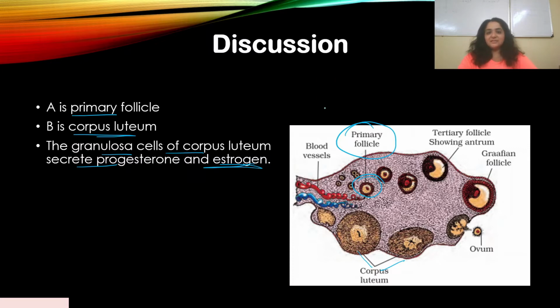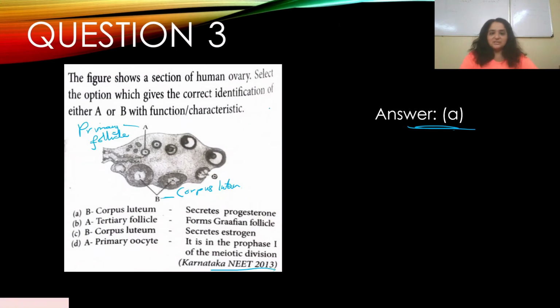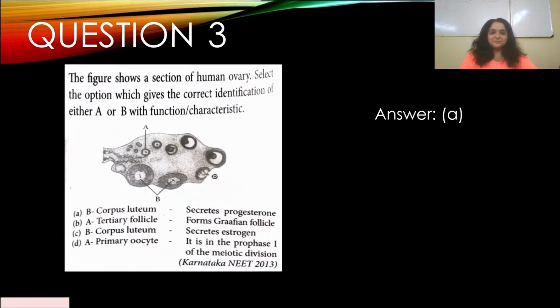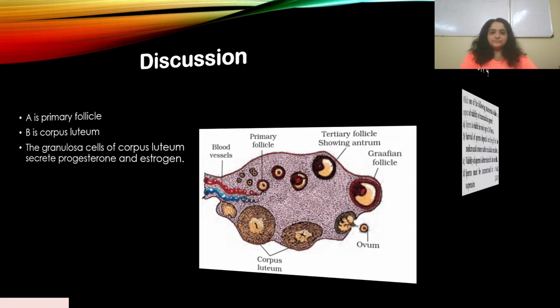Like I said, NCERT diagrams are very, very important. So please study those diagrams. Like you got that diagram in the question over here. If you knew the diagram, it would be very easy for you to answer this question. Okay, let's move on.